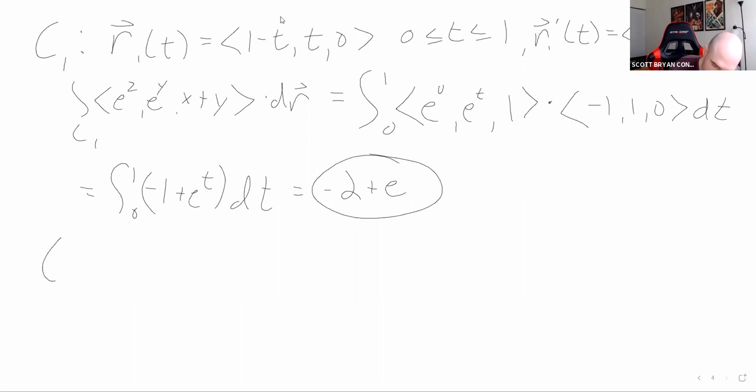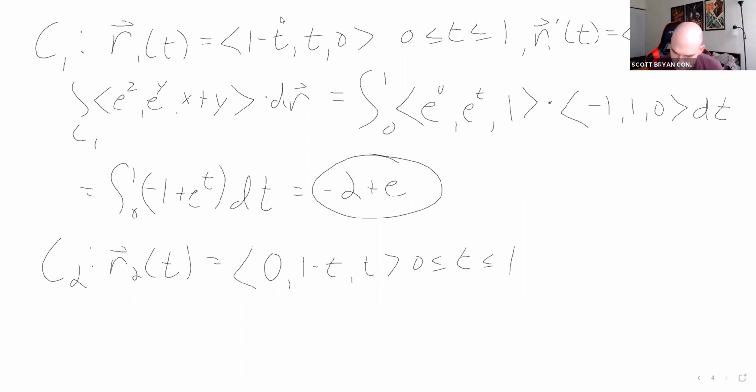Then we do the same for C2. I'll write that bit down. So we said R2 of t is going to be 0, 1 minus t, t. T goes from 0 to 1. And then because we're going to need it, R2 prime of t is going to be 0, negative 1, 1. You know what? I'll just set up this integral. That's fine.